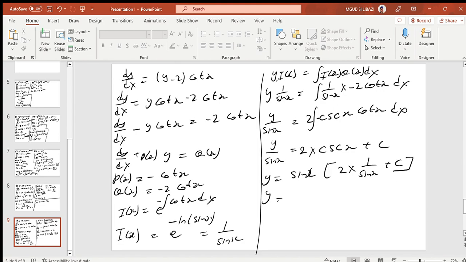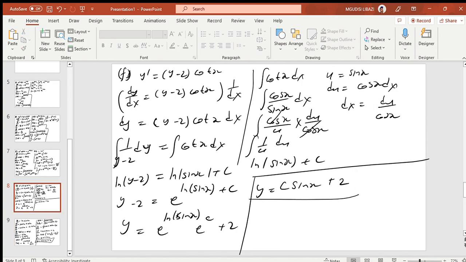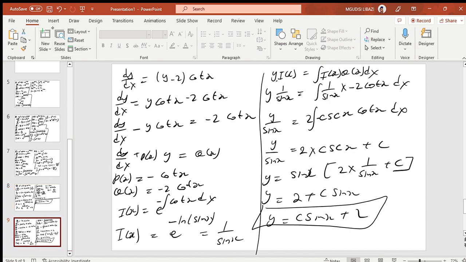That means y is equal to 2 times sine of x over sine of x. The sine of x will cancel the sine of x, we get a 2, and then sine of x times c, we get c times sine of x. So this is just equal to c sine of x plus 2, which is the same as what we got at first, which is y is equal to c sine of x plus 2.